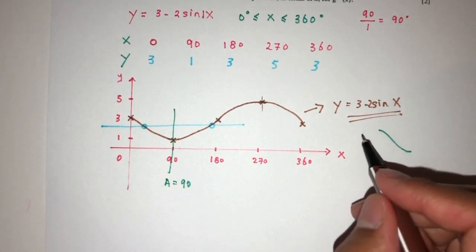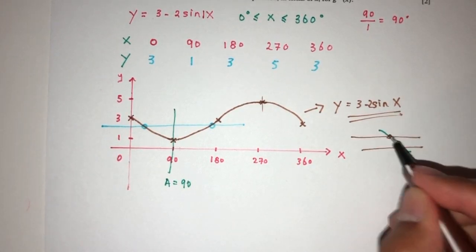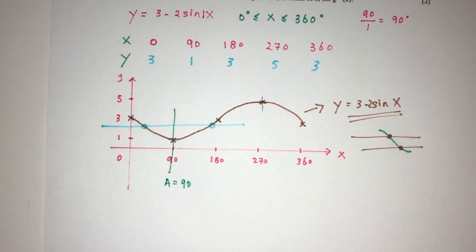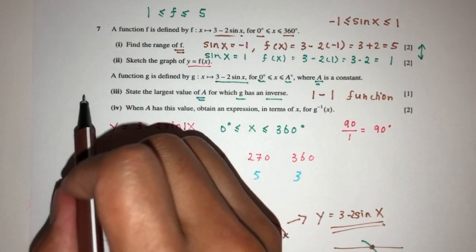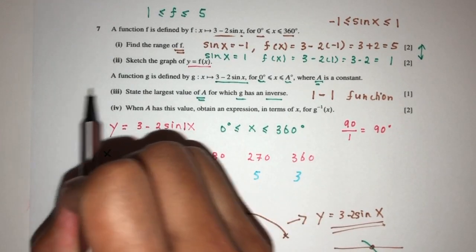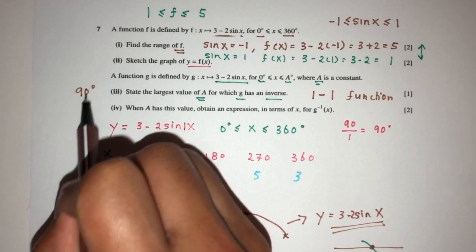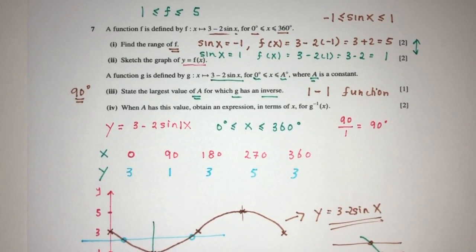Now when you have this part, when you draw your line, we have only 1 point and 1 point. This is how we can make this become a one-to-one function. So the largest value of a has to be 90 degrees. That's the largest value of a.